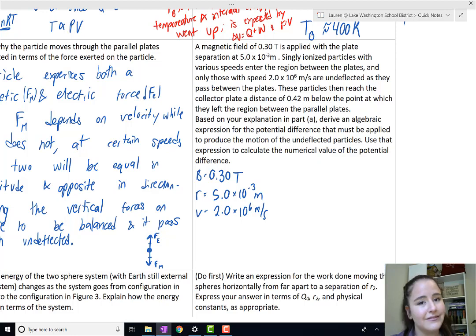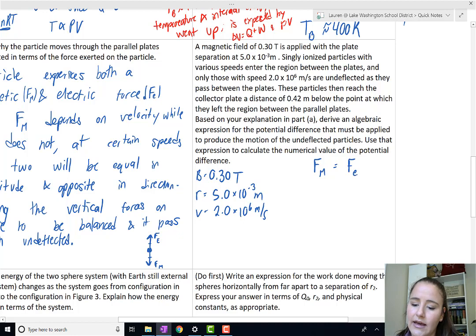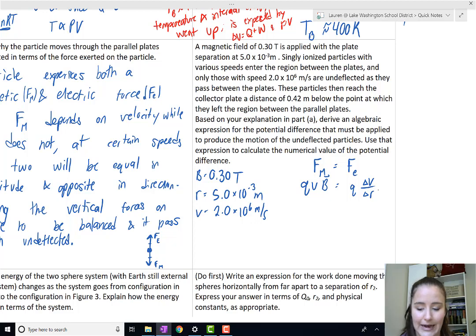Based on your explanation in part A, derive an algebraic expression for the potential difference that must be applied. So I said those forces need to be equal. So the magnetic force must equal the electric force. Then we use it to calculate the numerical value of that potential difference. Well, magnetic we know is QVB, and the force electric is Q times E. We don't know the strength of the electric field, but we can sub in the equation for the electric field, which is delta V over delta R, the plate separation. That's one of the equations for the constant electric field for parallel plates like a capacitor. So we can see that the Q cancels out, the charge doesn't matter.